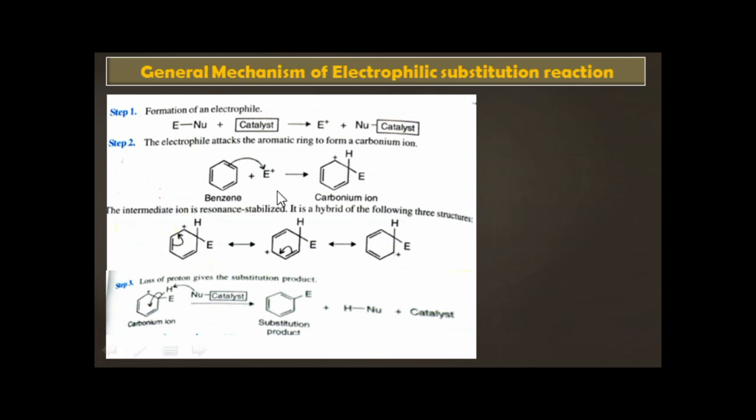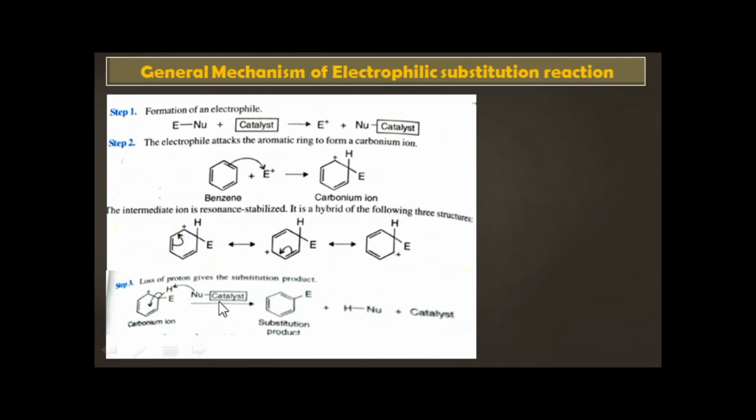In step 2, this generated electrophile attacks the benzene ring and forms a stable, resonance stabilized carbonium ion. We may call that the sigma complex. Here this carbonium ion is resonance stabilized, and this intermediate can be written as a hybrid, the sigma complex. The resonance structure is focused here. So this carbonium ion is involved in resonance. These pi electrons may move in order to neutralize the burden created by the positive charge at the carbon atom.